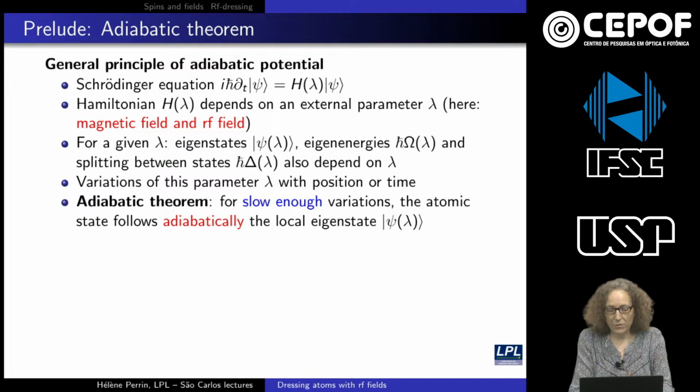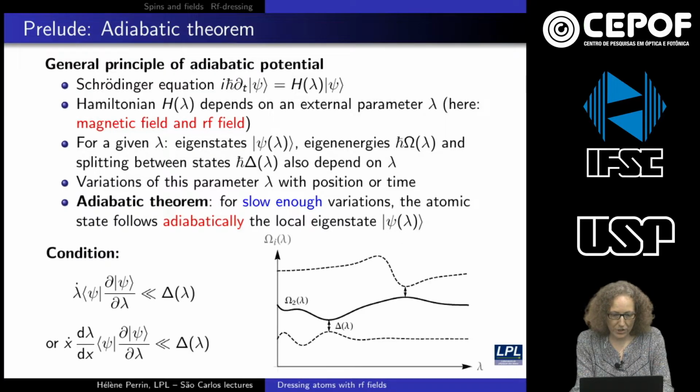So now, the question is, what's happening when this parameter varies with position or time? The adiabatic theorem states that if lambda varies slowly enough, then the atomic state will follow adiabatically the local eigenstate psi of lambda everywhere. So the condition for this to happen is that the variation of the state, because of the variation of lambda, must be smaller, not as fast as the splitting between the adiabatic states themselves.